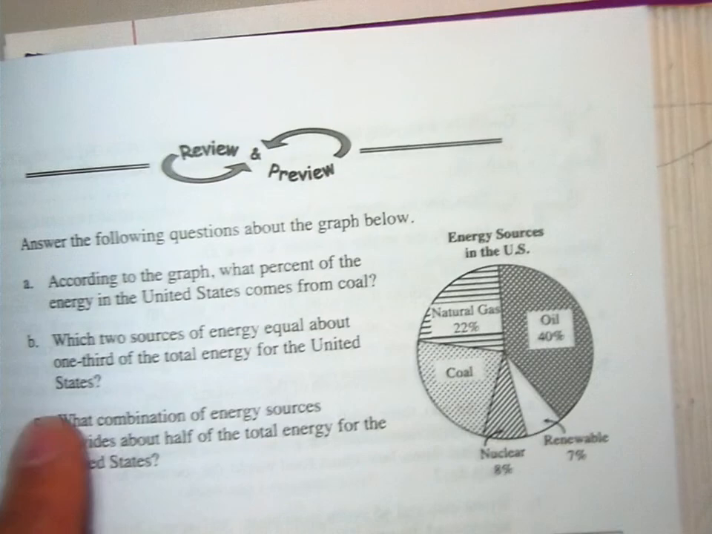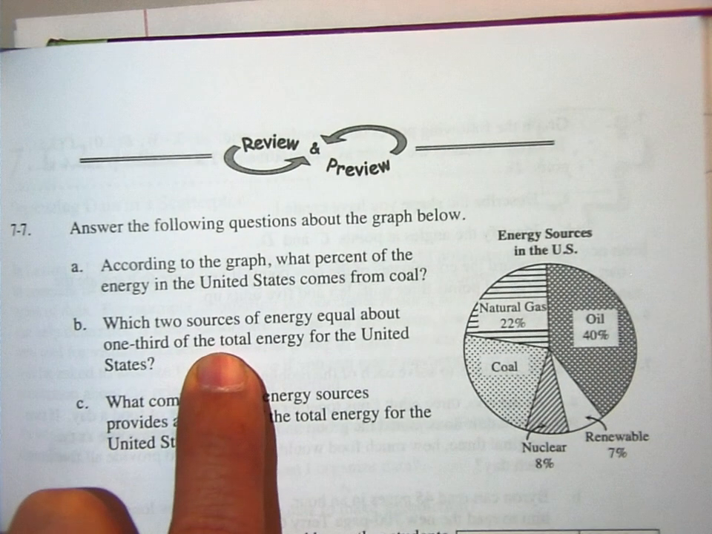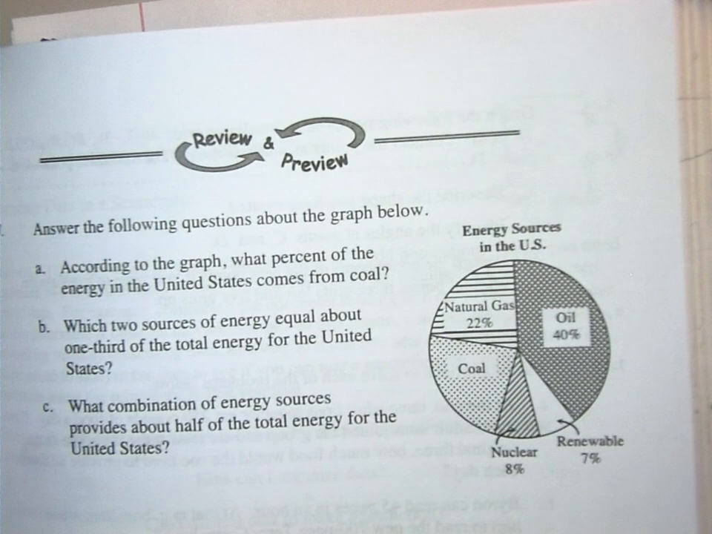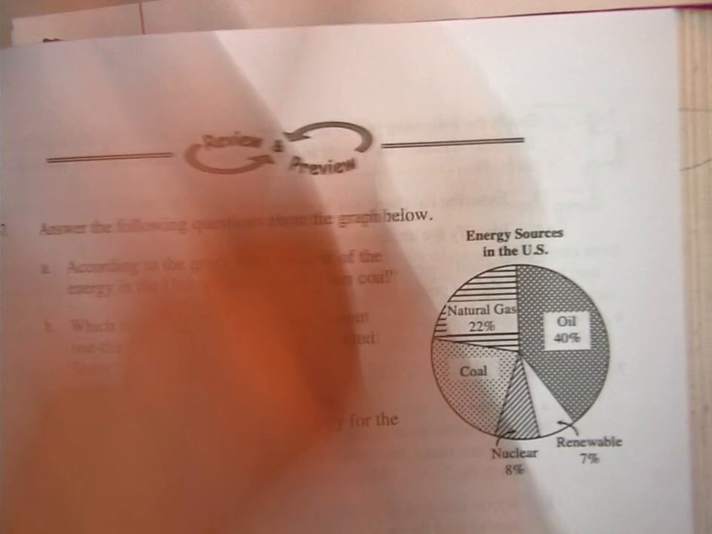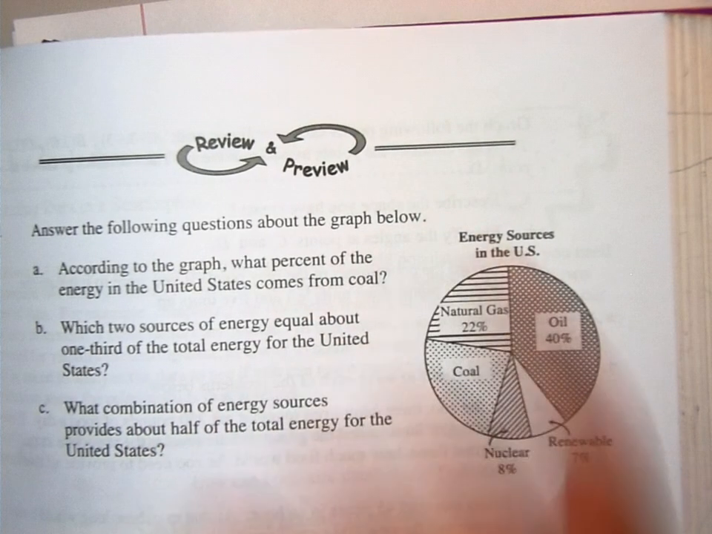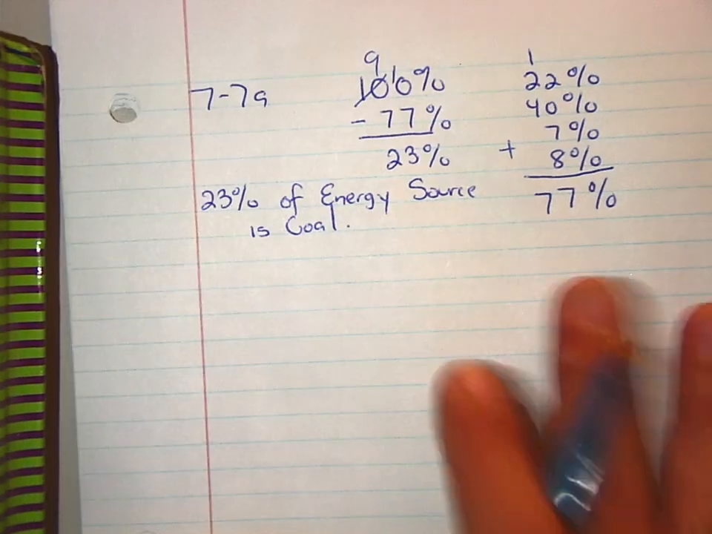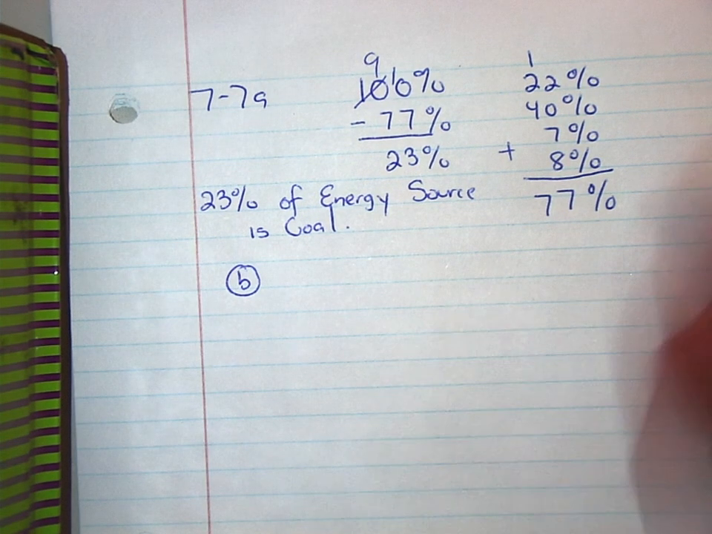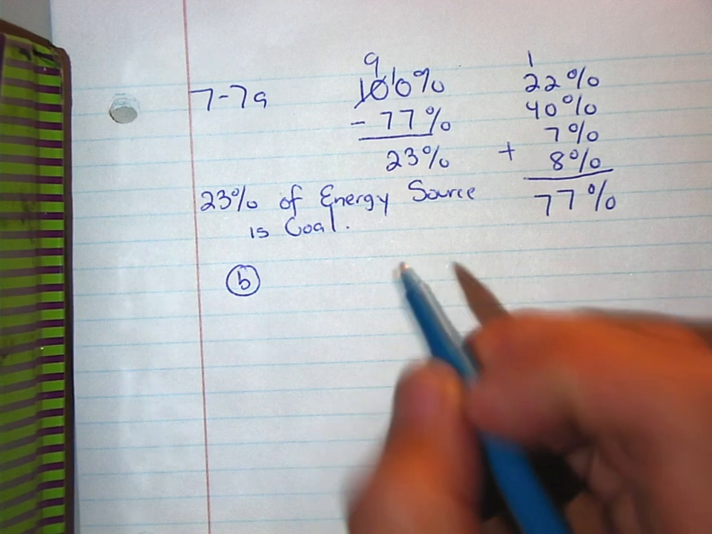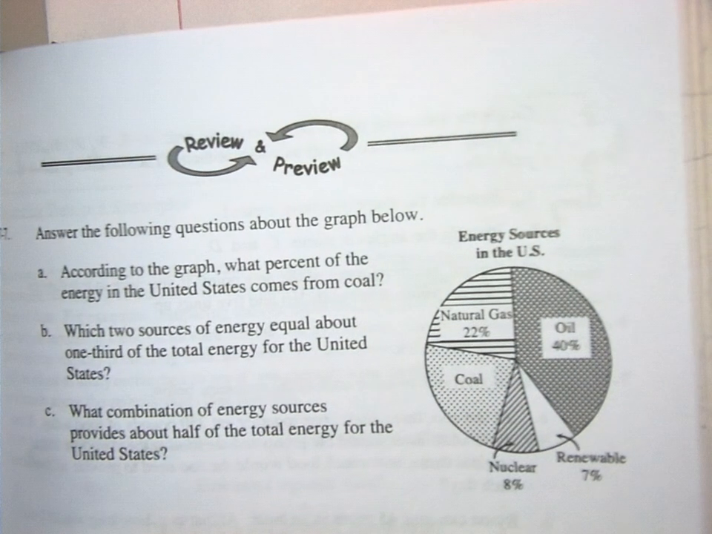The next one says, which two sources, so now you got to pick two. Which two sources of energy equal about 1/3? 1/3, what's 1/3 of the total energy? So 1/3 is about 33%, right? So you got to pick the two. 1/3 of 100% is about 30%. Okay? So which two would you pick that will equal 1/3 of it? So you got to pick two.